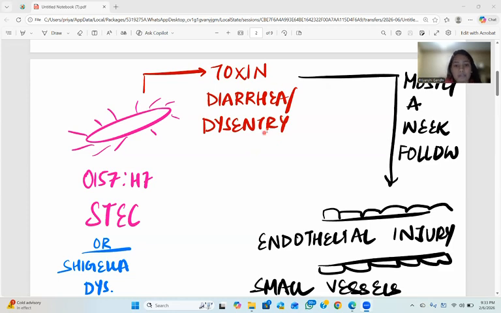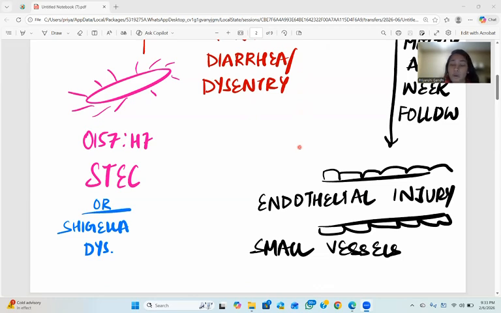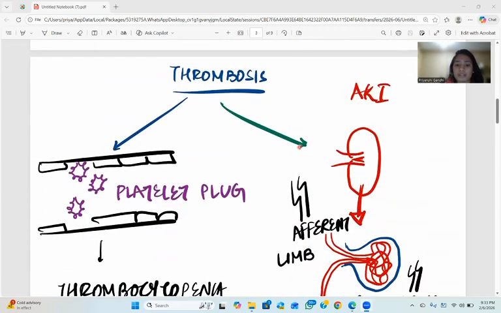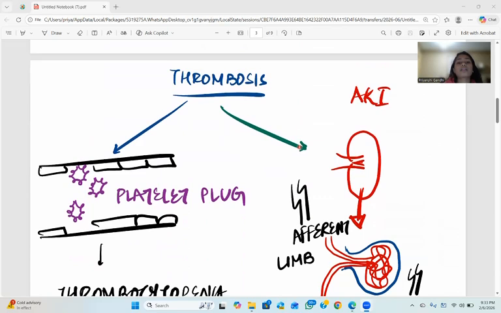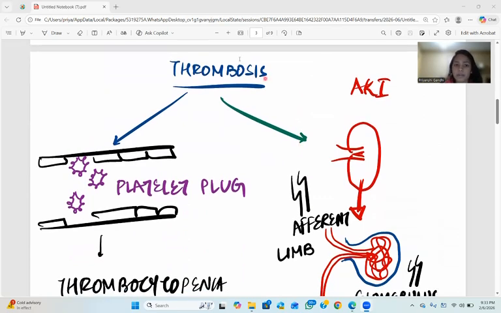A week following this episode, when the toxin enters the body, it causes endothelial injury of the small vessels. Now, it's very important to remember that it involves the small vessels. Now, this causes the whole triad of HUS, which is as follows.